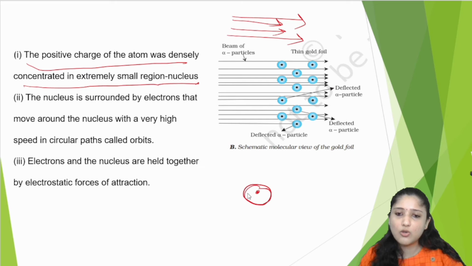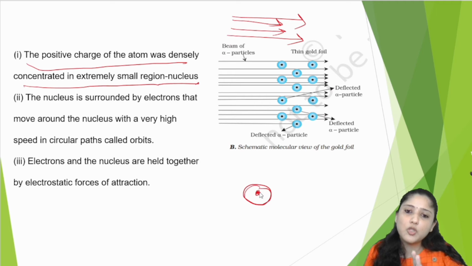Compared to the atom, the nucleus occupies only a small region, because only some of the rays got deflected. All the other rays passed through. So he concluded that only a small portion is positive in nature. Only a small portion is what? An extremely small region is the nucleus.